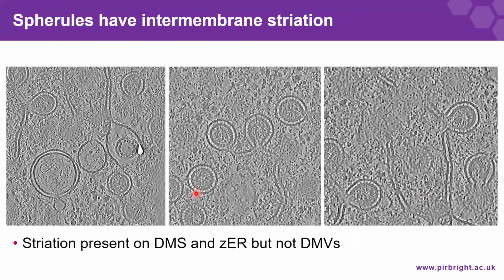The first really striking observation is that between the two membranes of the double membrane spherule, there is quite obvious striation. You can see these stripes between the membrane. This also extends into the zipper-DR, so you can see those stripes in various bits in the zipper-DR, but interestingly you never see that in the double membrane vesicle membranes. So that backs up our earlier observation that there are differences in the composition of the membranes between the DMVs and the zipper-DR and the spherules, but also does raise some interesting questions around how DMVs are formed, because it implies that they're not just directly formed from the zipper-DR membrane.